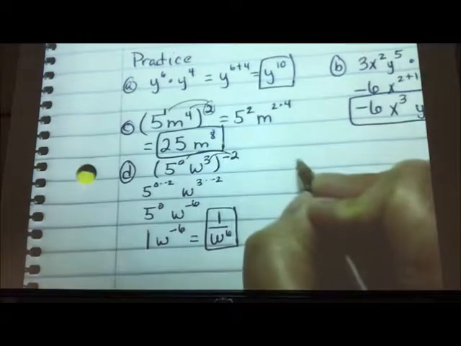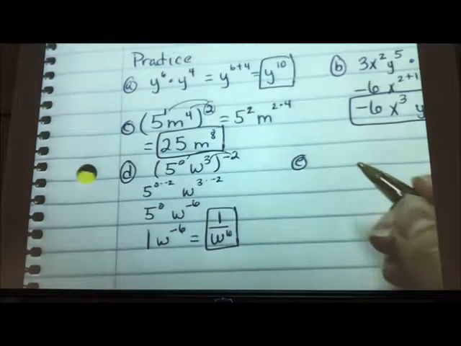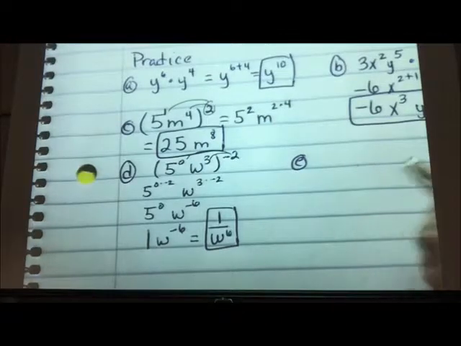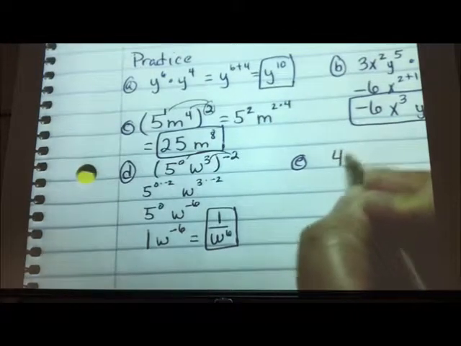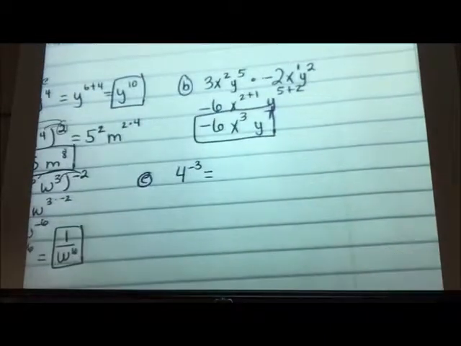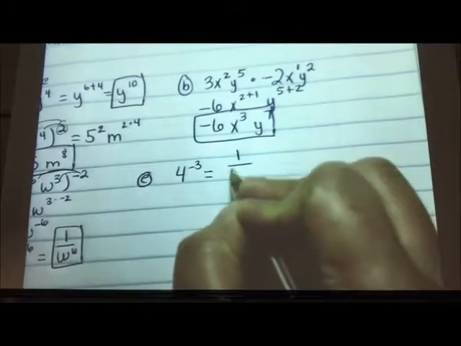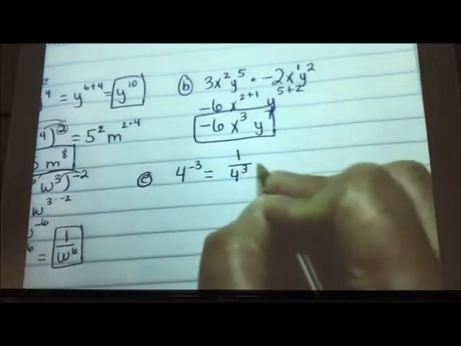Now, let's say you have a problem, a simple one, just something like this. Is a negative exponent allowed? No. So this would become 1 over 4 to the positive 3.